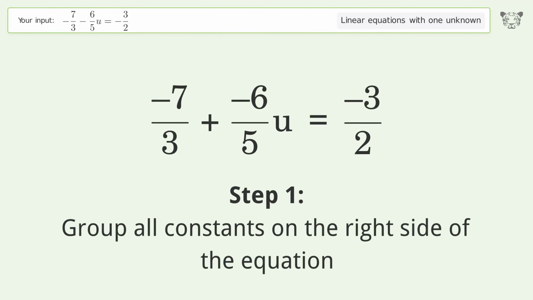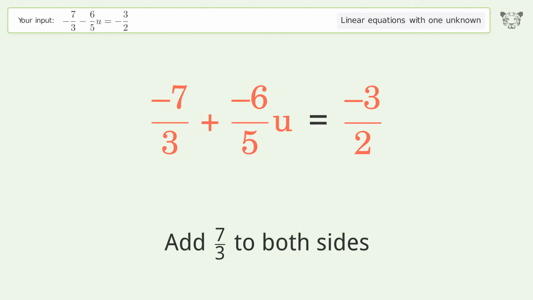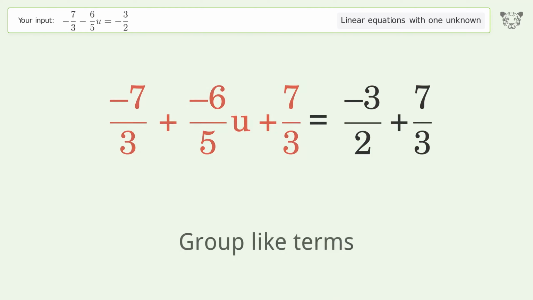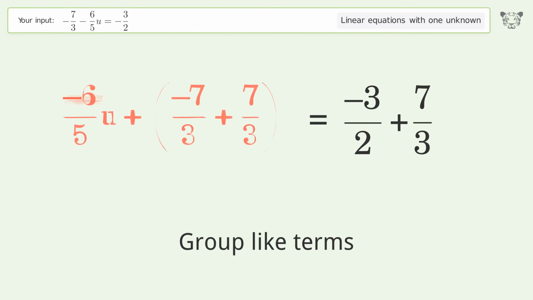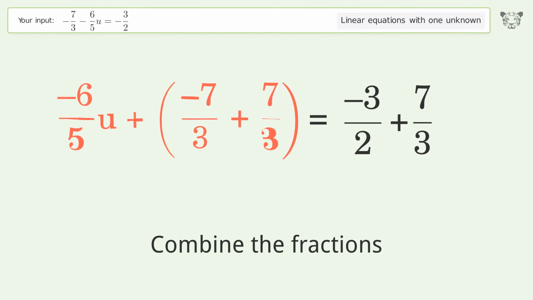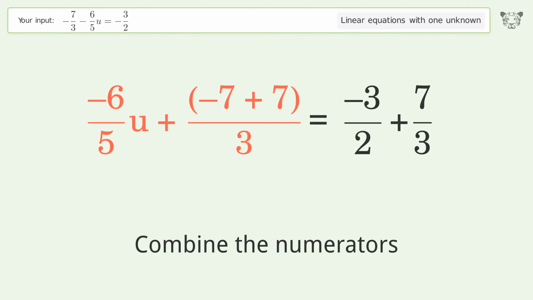Group all constants on the right side of the equation. Add 7/3 to both sides. Group like terms. Combine the fractions. Combine the numerators.